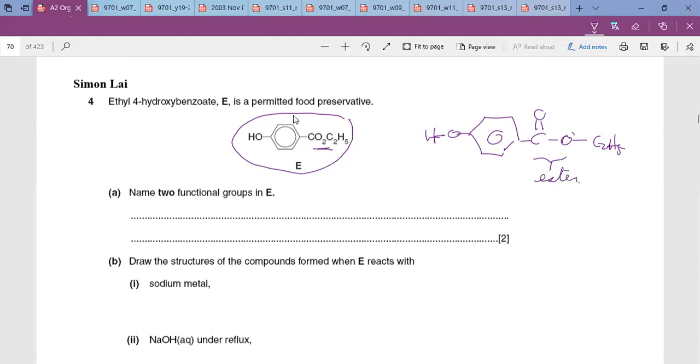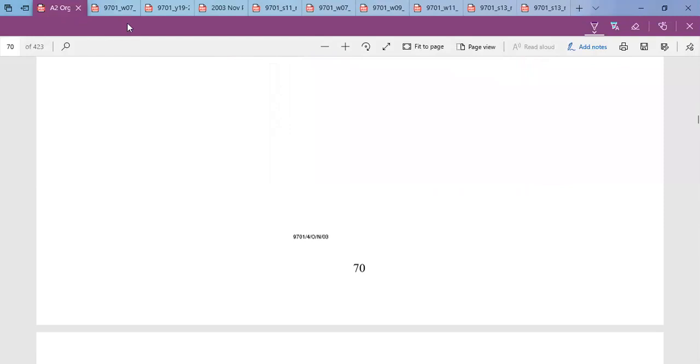Because we use sodium hydroxide here, this one can undergo hydrolysis, right? So now you have your phenol, this is called a phenol group, because it comes from the ring. So if you ask for two functional groups, it's a phenol group and an ester group. Now look at the markings here. You don't believe, look at the markings here.